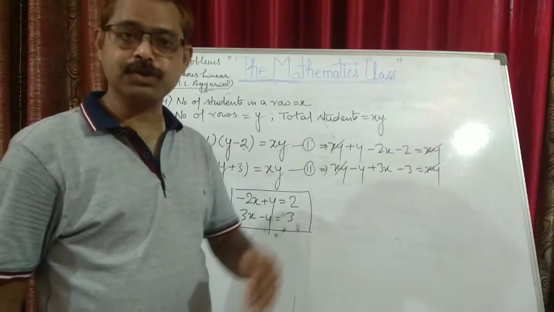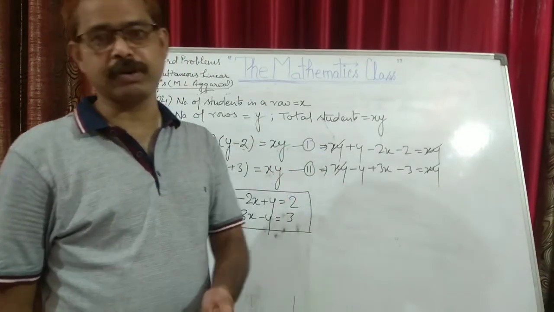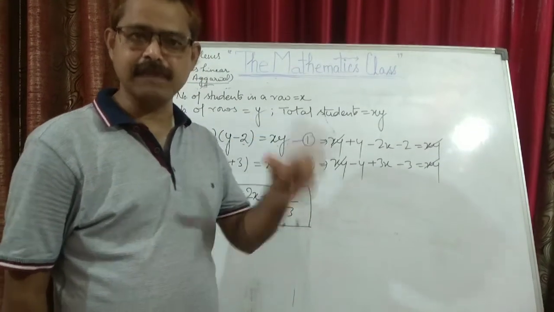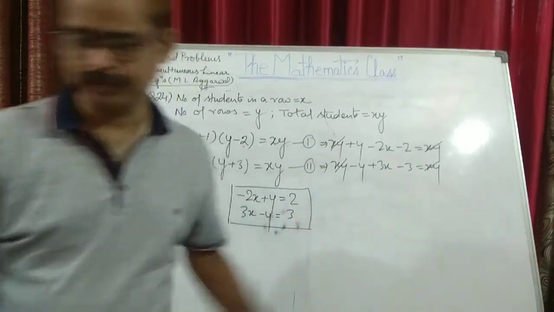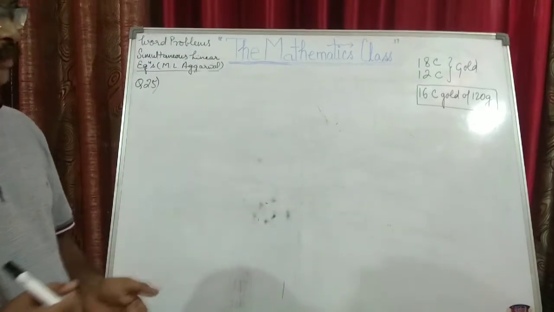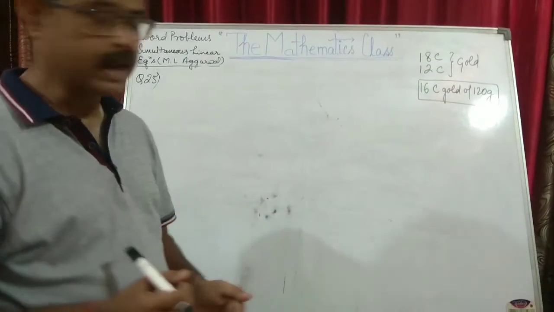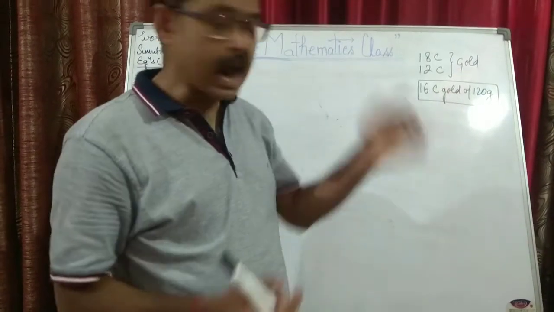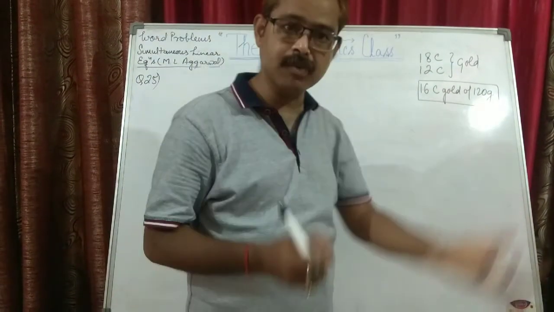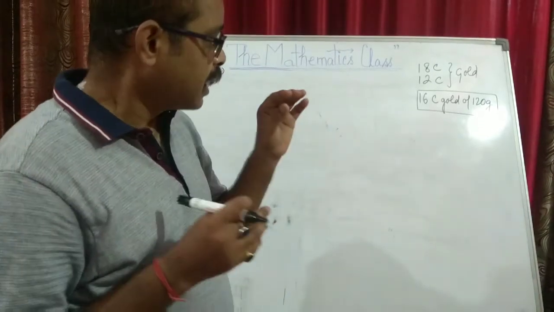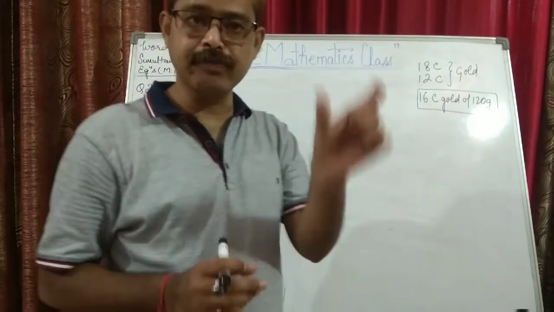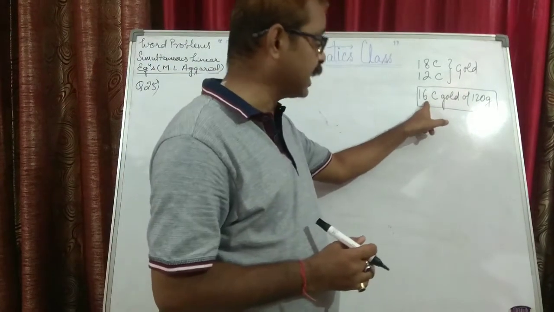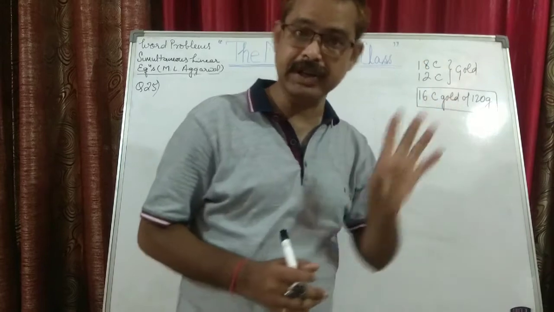Now we move on to the next question. Instead of moving to question number 26, I am moving on to question number 25. I think that needs some help for some students. Question number 25: a jeweler has 18 carat gold and 12 carat gold with him. How much of each type of gold should be melted to get 16 carat gold of 120 gram?